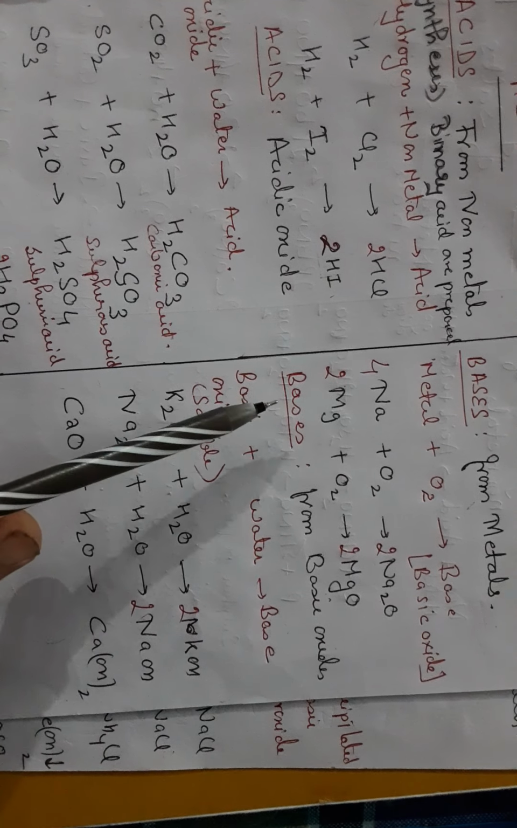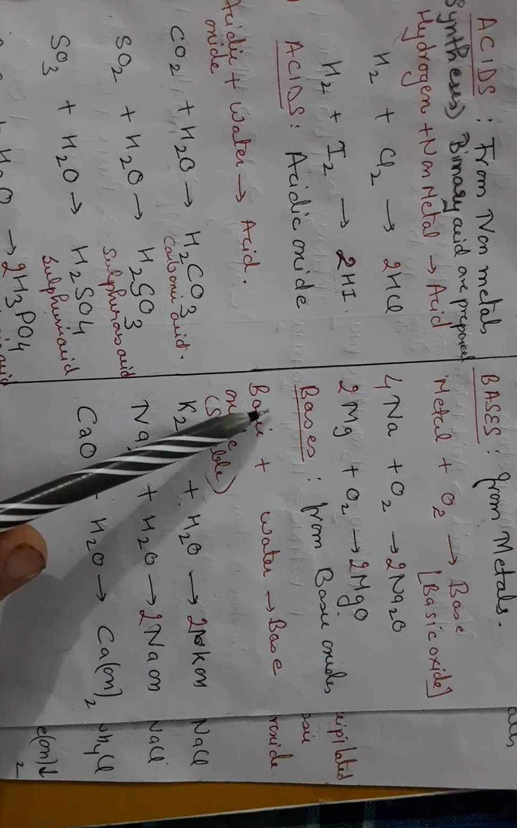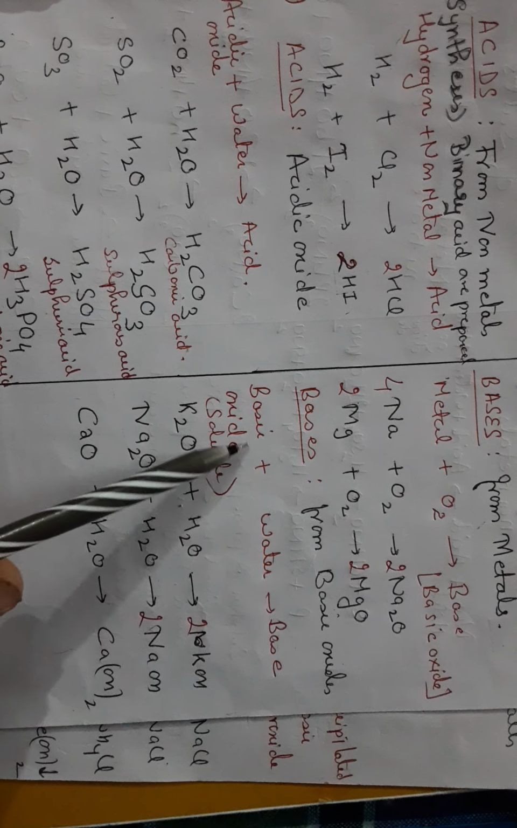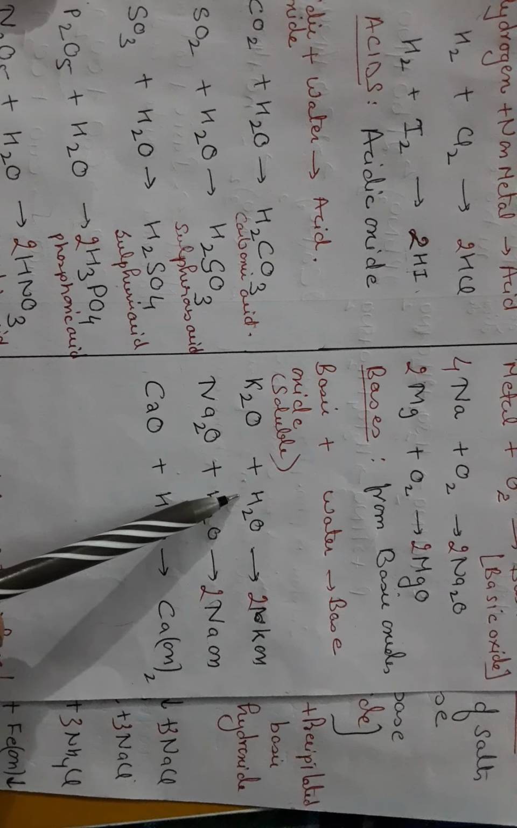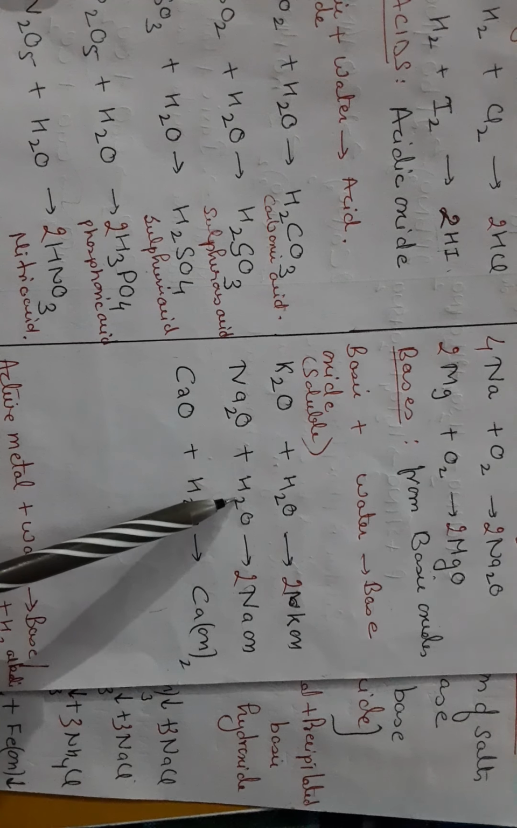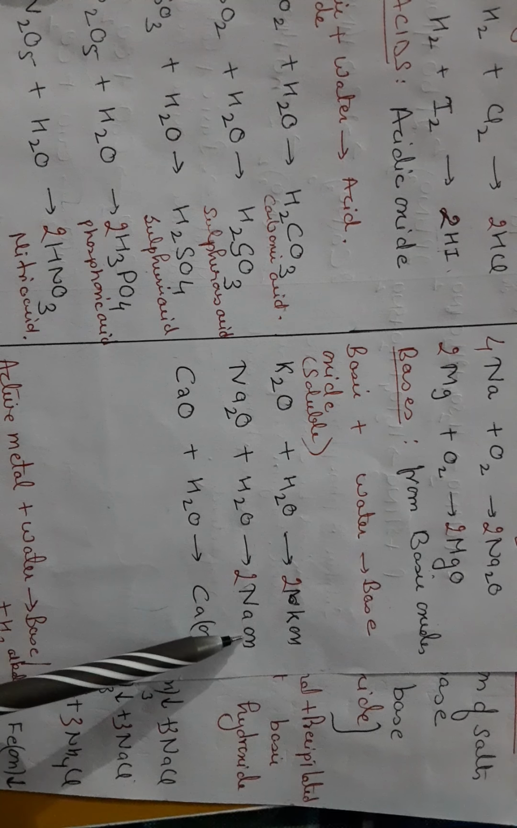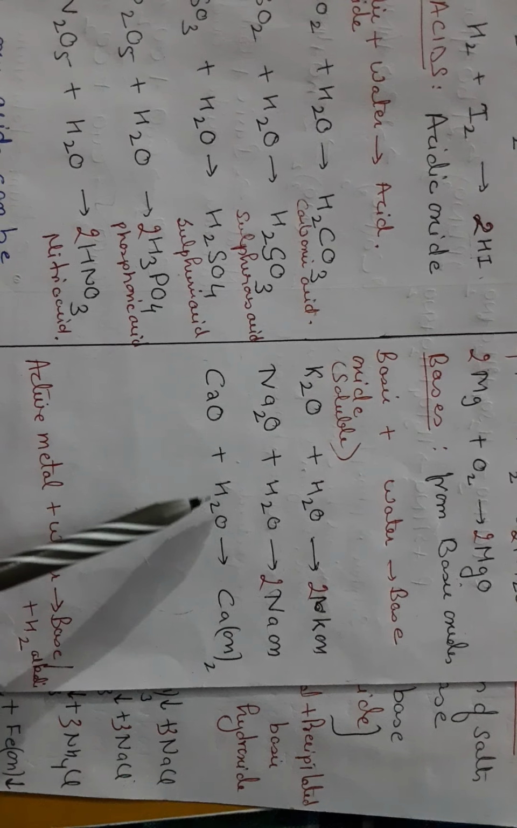Now preparation of bases from basic oxide. Basic oxides which are soluble in water react with water to form a base. Potassium oxide reacts with water to form potassium hydroxide. Sodium oxide reacts with water to form sodium hydroxide. Calcium oxide reacts with water to form calcium hydroxide.